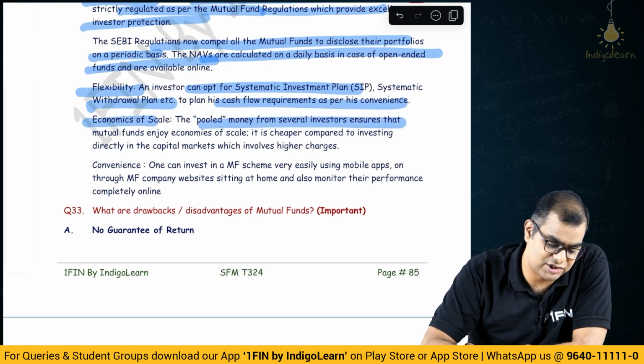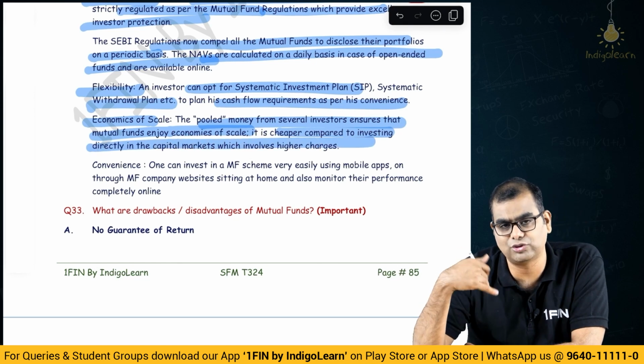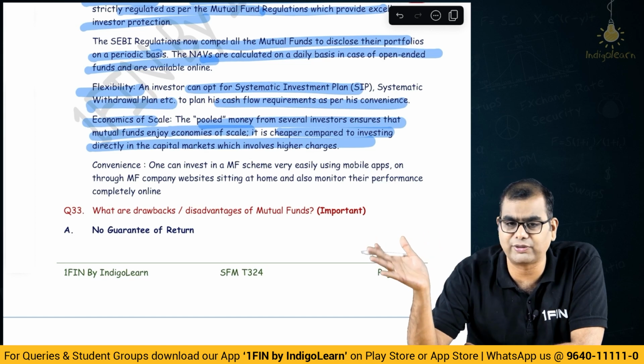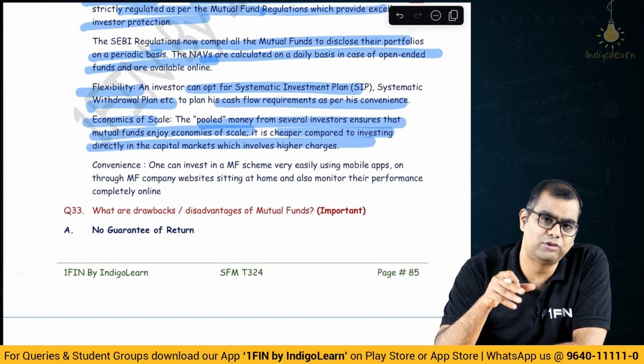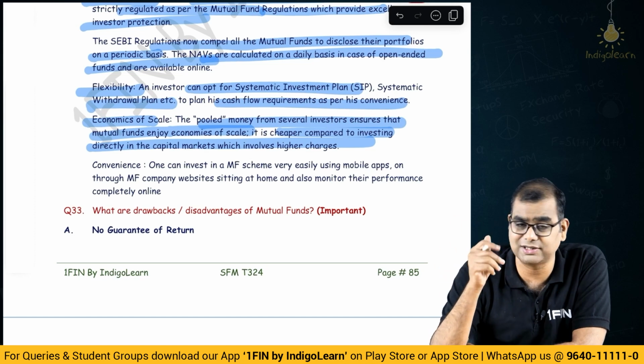Then economies of scale. Pooled money from several investors ensures that mutual funds enjoy economies of scale. It is cheaper compared to investing directly in the capital market, which involves higher charges. If you do research independently, you have to figure out everything, and like that 20 people have to do research. Rather, all of you pool money, give it to one person, and that person does the research and makes investment decisions, and that person is also an expert.